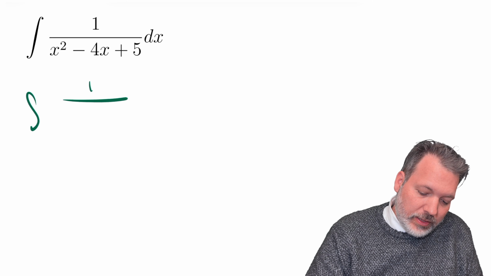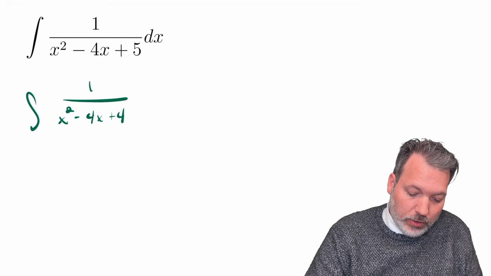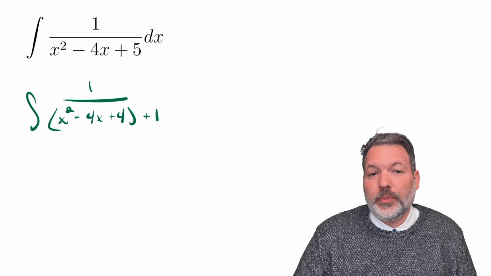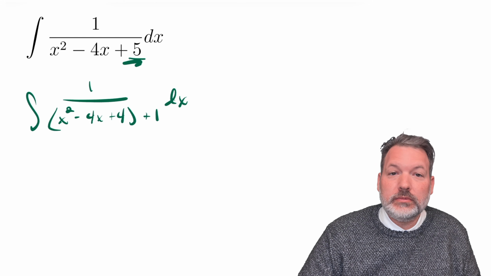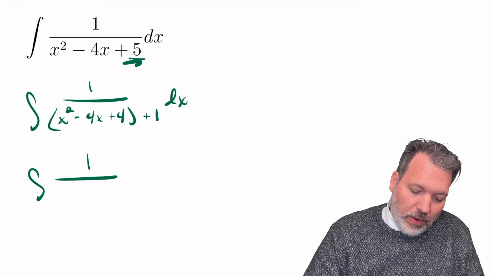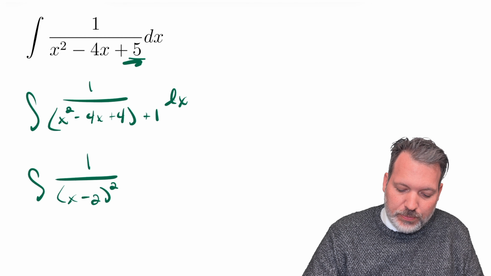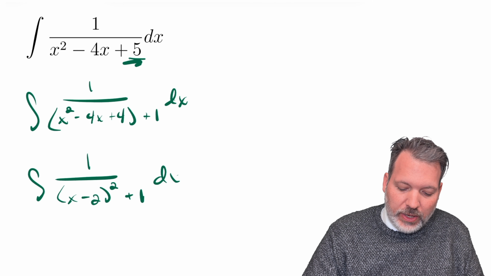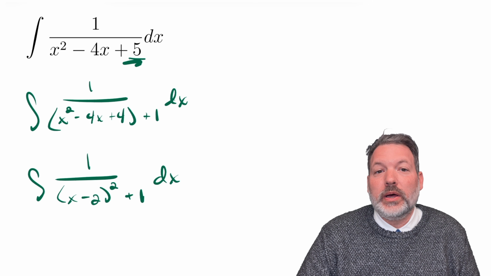That is, we can write this as 1 over x squared minus 4x plus 4 plus 1, of course, because it's the 4 plus 1 that makes the 5 we see up here. And as always, do not forget dx. We've already seen how x squared minus 4x plus 4 can be rewritten as x minus 2 squared, and so we get something that looks like this, 1 over x minus 2 squared plus 1 dx.